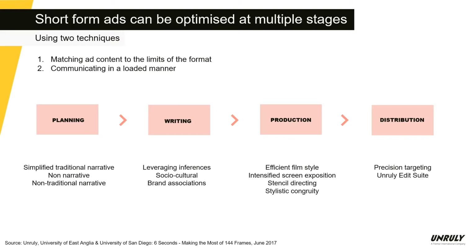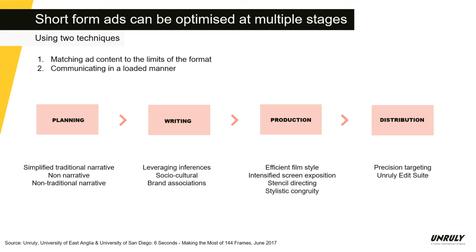At the writing stage, it's all about leveraging influences to quickly inject meaning into the video. This can be either referring to shared narratives and archetypes, or referring to well-known brand assets such as logos, characters, and previous campaigns. At the production stage, you need to have a very efficient film style for 6-second videos, with more intensity in both acting and editing. You can use stencil directing to convey what is happening without showing every moment. And by making sure there is stylistic congruity to your ads, for example, similar settings, props and characters, so that viewers can recognise them quickly.